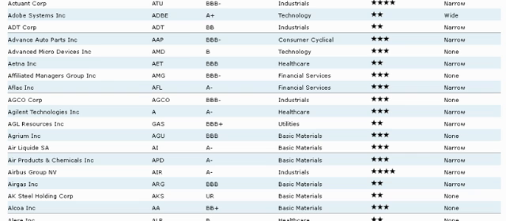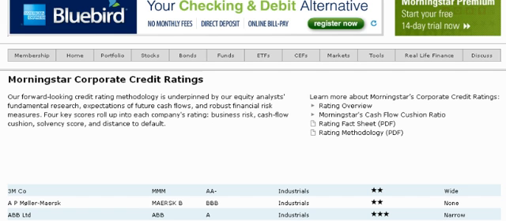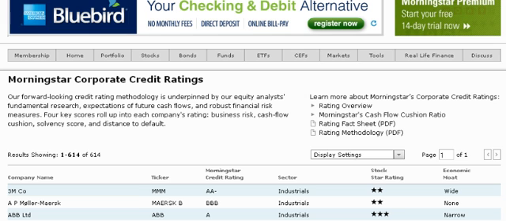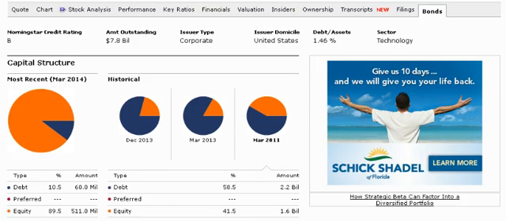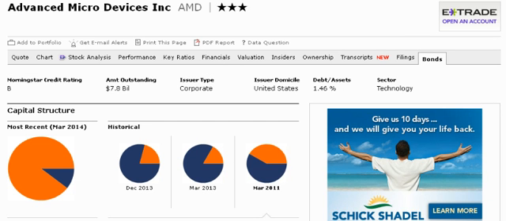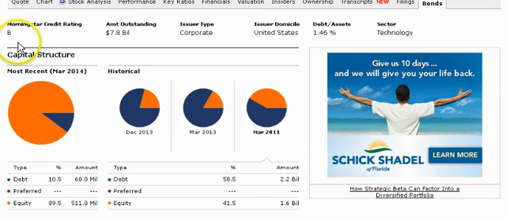So I picked Advanced Micro Devices, and you can pick any company you want. It's a very long list of companies. And this is a list of all the companies and their credit ratings. So we went to Advanced Micro Devices. And this right here talks about the capital structure of the corporation, the amount of outstanding credit rating.